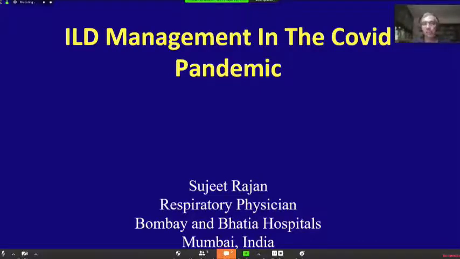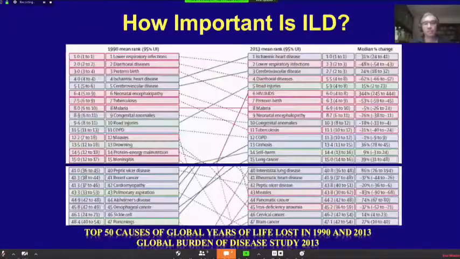Basically, ILD management in the COVID pandemic. I think all of us interested in ILD here have been concerned about our patients who are going to probably deteriorate. We have warned some of them. We have tried to do everything possible. But I thought there are some learnings that we have had while this lockdown has occurred.